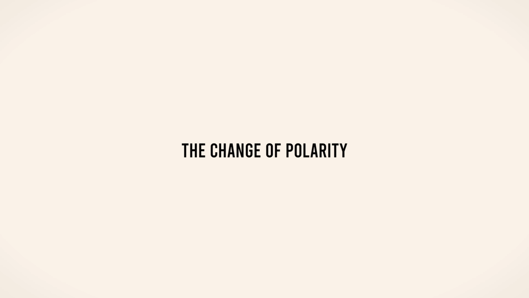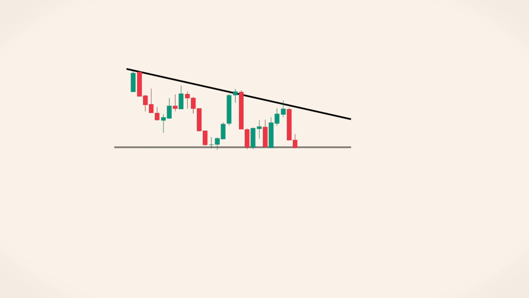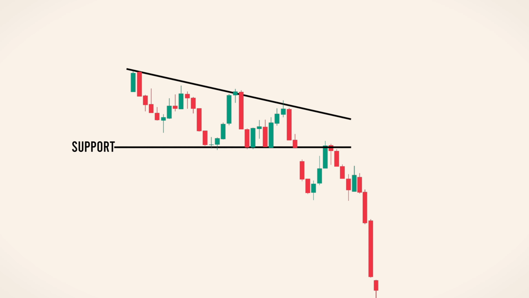The change of polarity. This is a crucial concept. Once the support of a descending triangle is broken, it often flips to become new resistance. If you see a falling window, gap down, immediately after the support break, you have a convergence of factors. You have the broken triangle support and the gap, both acting as a ceiling. This is an incredibly strong signal that any rallies should be sold.